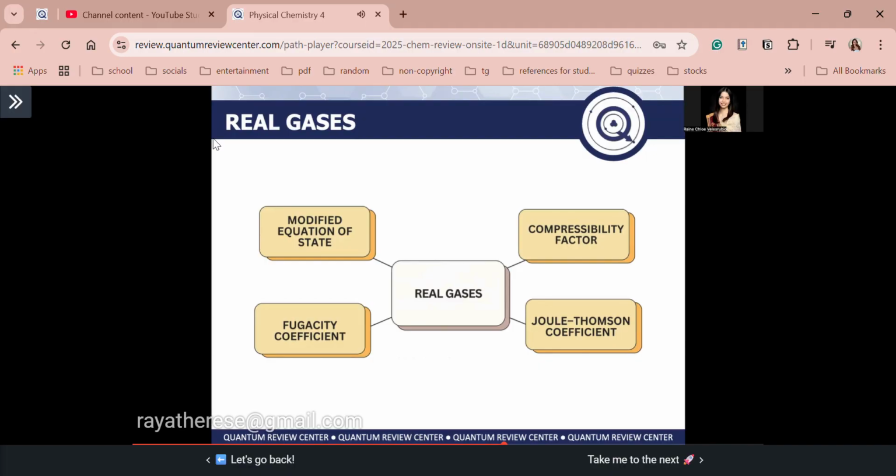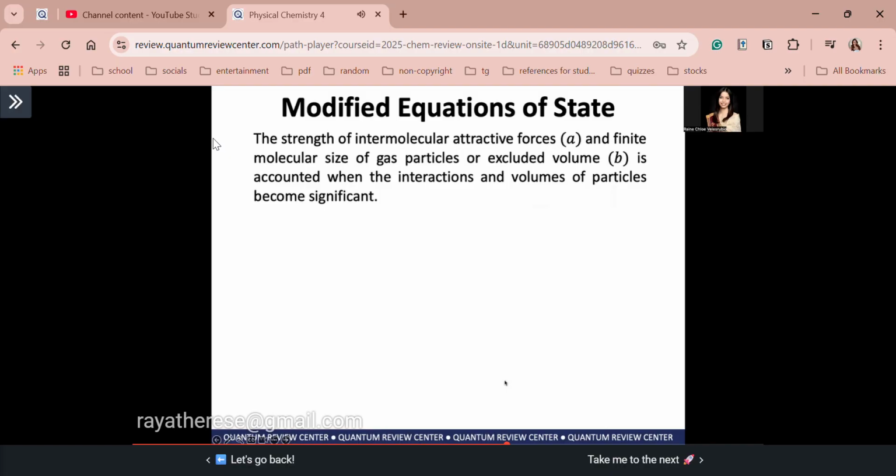Diba? Kasi guys, if you want to calculate various parameters of real gases, we have to take into account the deviation from ideal behavior. And this is through the modified equation of state, compressibility factor, fugacity coefficient, and Joule-Thomson coefficient. And so first, the modified equations of state take into account the deviation from ideal behavior in real gases.